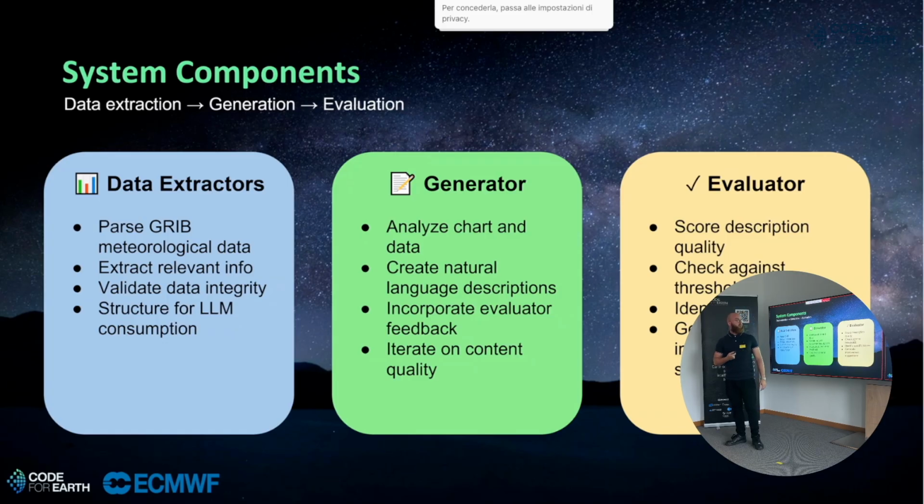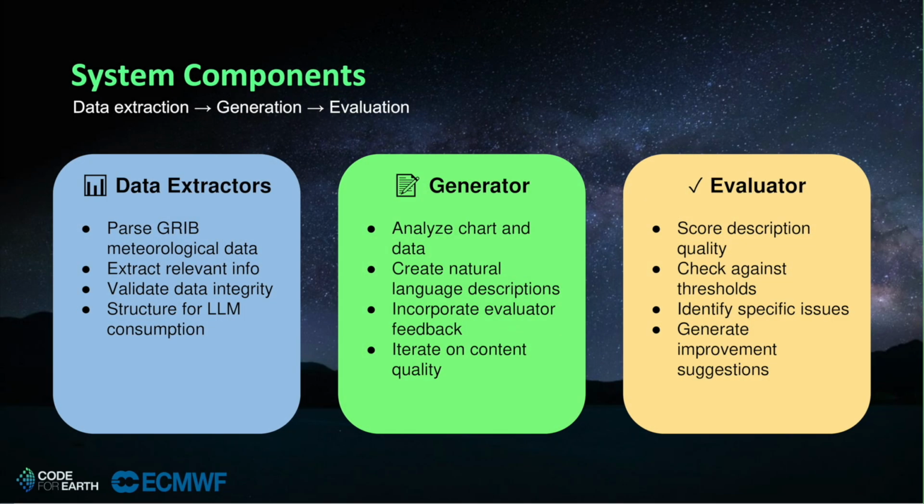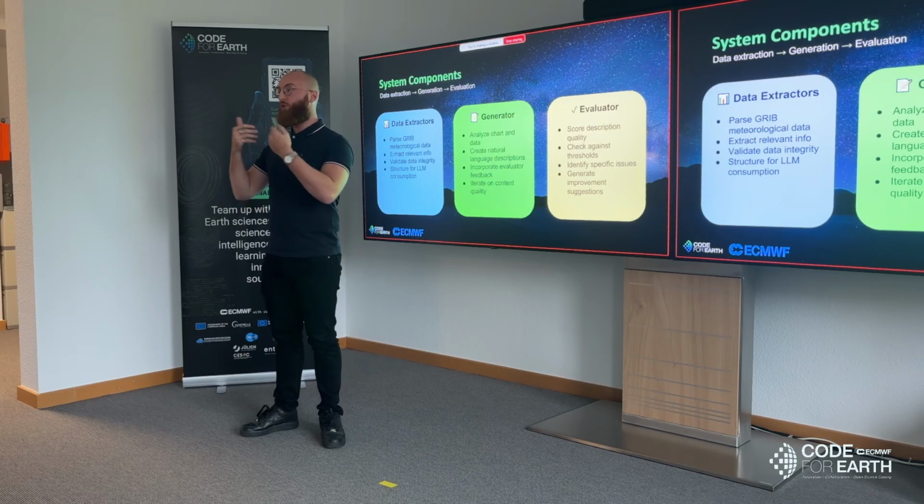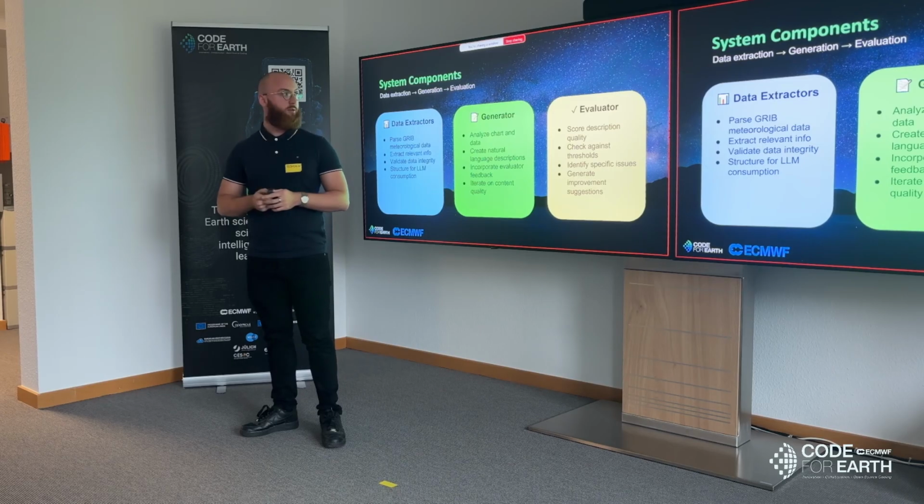The generator is the large language model that is in charge of analyzing the data and the chart image. So it's multimodal. You have the data in the prompt that we extracted before, and the image. And it will create from that the natural language descriptions. When it has evaluator feedback, it will also iterate on its previous description to generate an improved description.